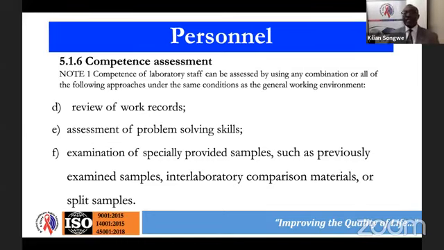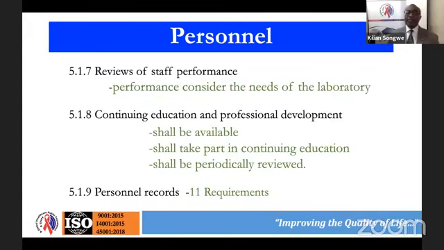Looking at any of these six elements and ensuring that you use them in a combination allows you to be able to justify the staff as being competent to do the work that they need to do. Then there is reviews of staff performance. Now you've deemed them competent to be in your space and to do the work that they do. And then we now need to do a review of their competencies. And this is extremely difficult.